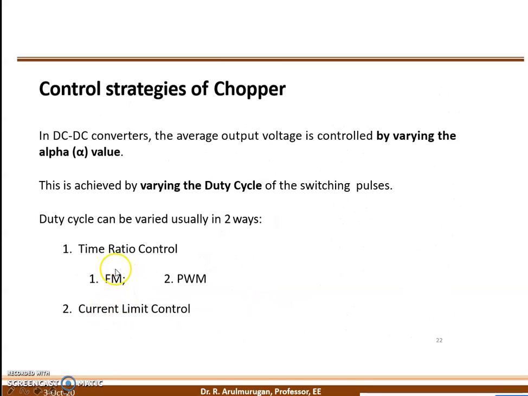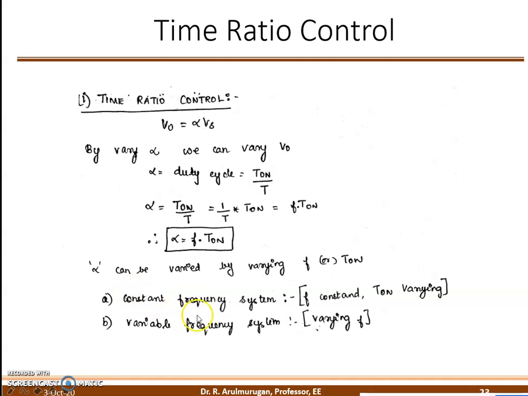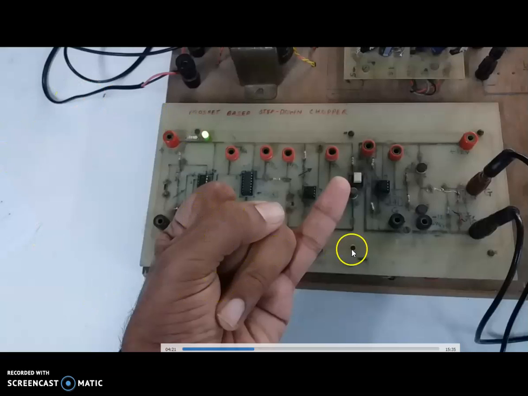Then the next one, the total time varies. Total time varies means, since time is inversely proportional to the frequency, the frequency varies. So it is variable frequency modulation. So far I have discussed that one.